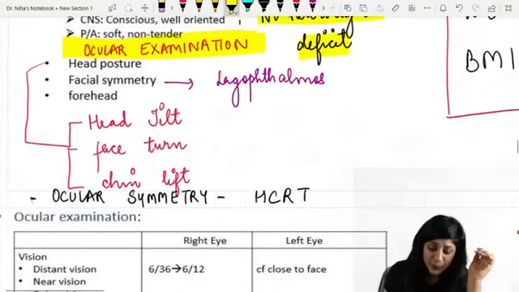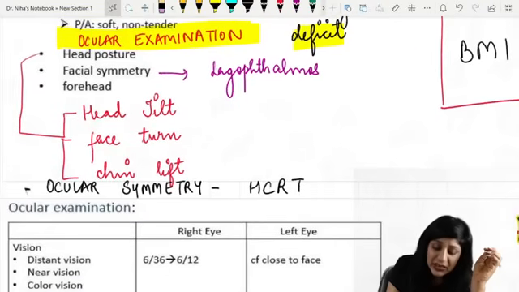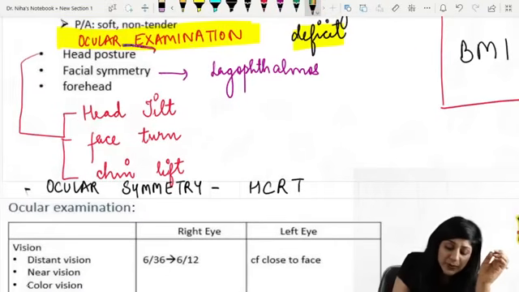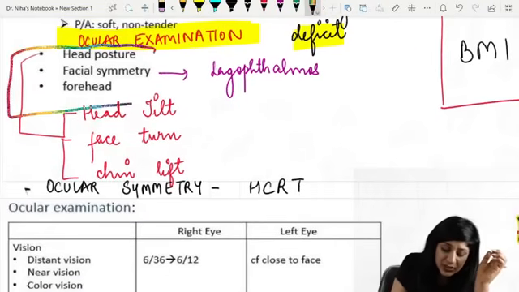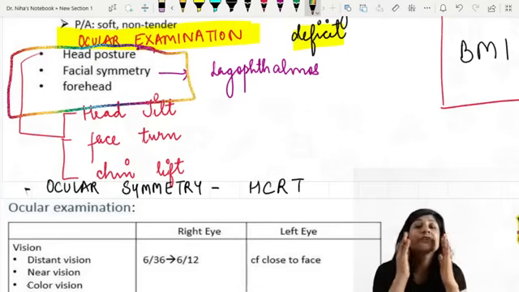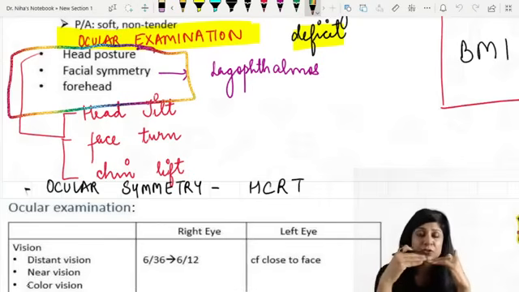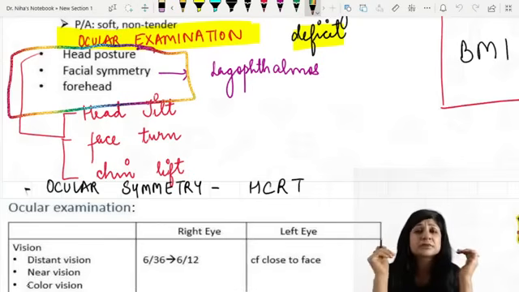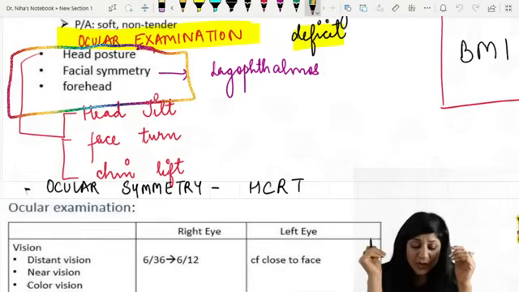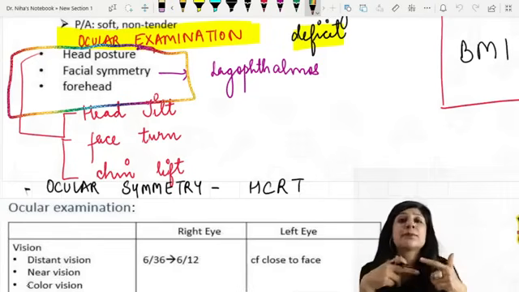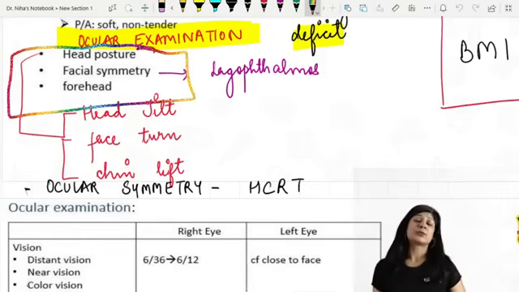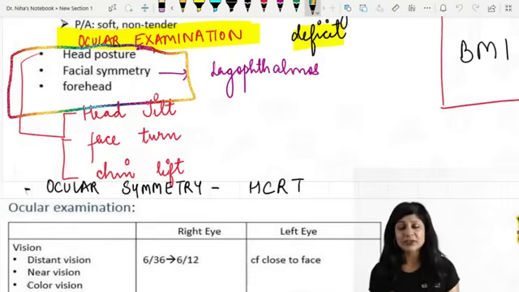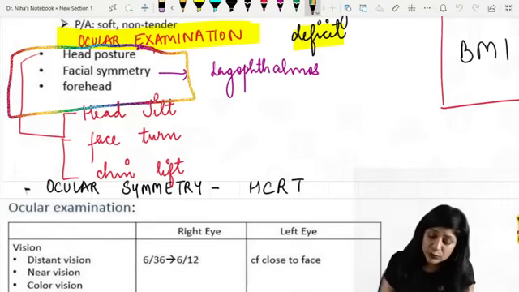Now another important thing: these three are very, very important with respect to your eye examination. I have to look for the head posture, the facial symmetry, as well as the forehead. Take it one by one. Why is the head posture important? You know that this patient actually has cataract, but we have to think about squint also. This patient can be having squint also.